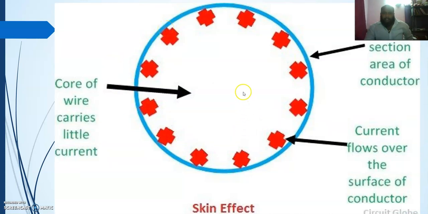This is the core and this is the surface of the cross sectional area of the conductor. We can say this is the core and this is the surface, or skin, of the conductor. When this effect is there, the concentration at the core will be very less and the concentration at the surface will be more. When this scenario happens, we say it is skin effect.